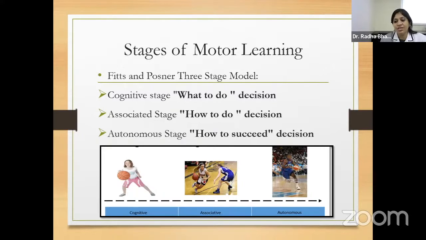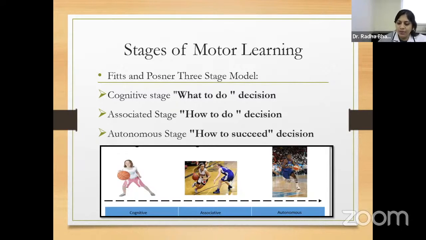Next is the stages of motor learning. So the first stage is the cognitive stage. Here, a lot of attention and cognition of the patient is required to do the movement. So here, what to do is what the patient is learning. If you see the picture down here, first the girl is trying to just bounce the ball.